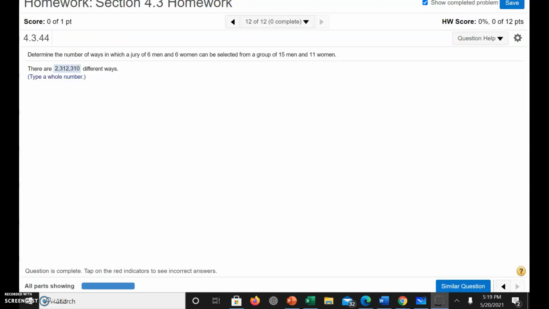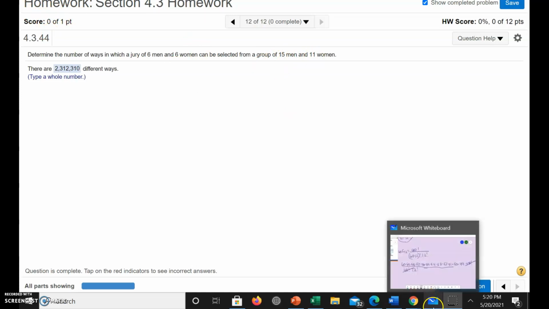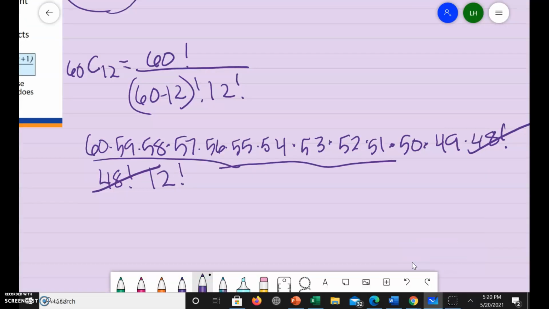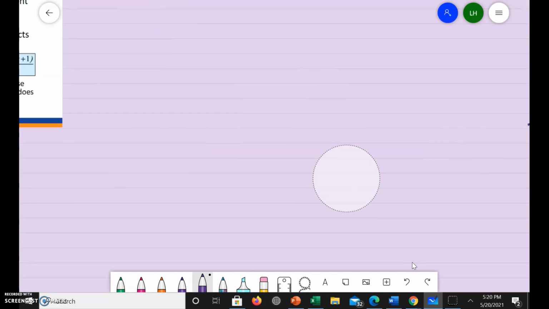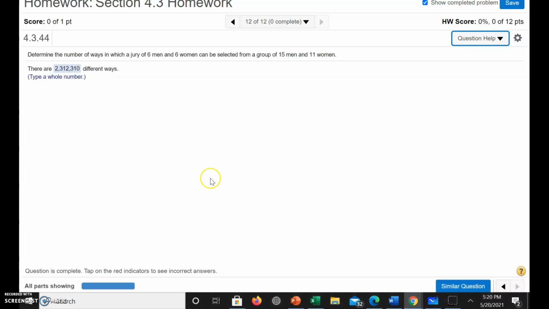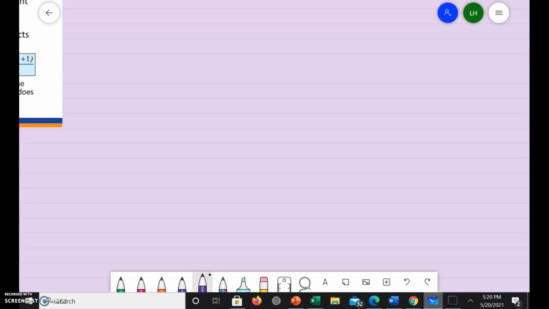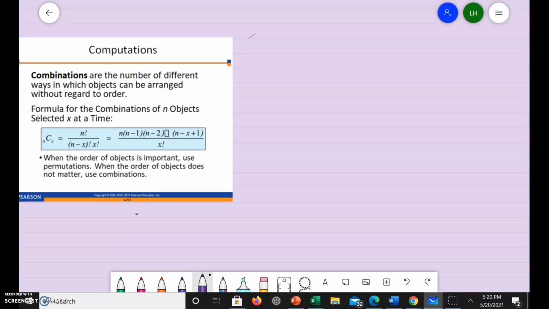Okay, this is another combination. It's a jury, but we want 6 men and 6 women, and we're selecting from a group of 15 men and a group of 11 women. Alright, so order's not going to matter here because the order of the jury doesn't matter. It's a group. So we are going to do a combination, but we have 2 combinations here. We have to do the combination for the men, so 6 men out of 15. So let's do that one first.